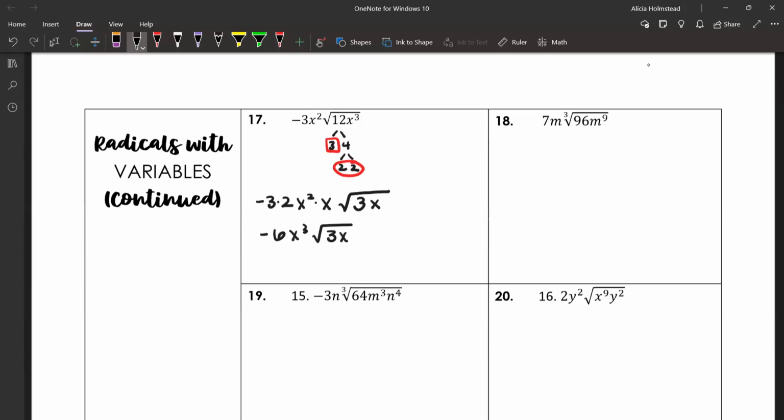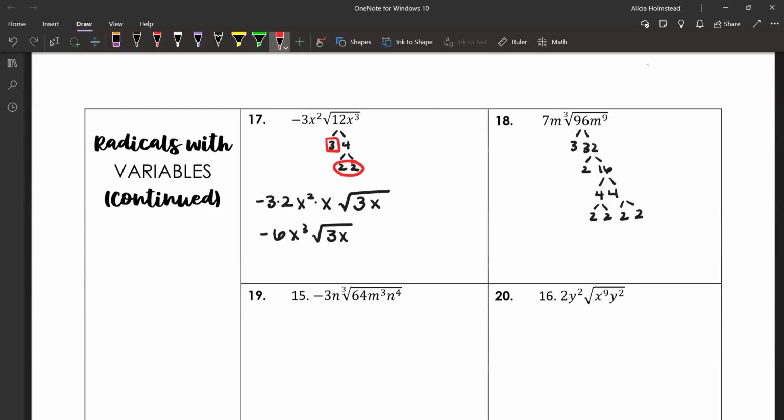So let's look at number 18 now. Let's first break down our number into its factors. Let me find some good ones. So 2 factors would be 3 and 32. 32 breaks down into 2 and 16. 16 breaks down into 4 and 4. 4 is 2 and 2. And that would be the end.